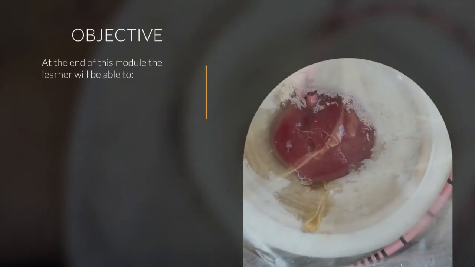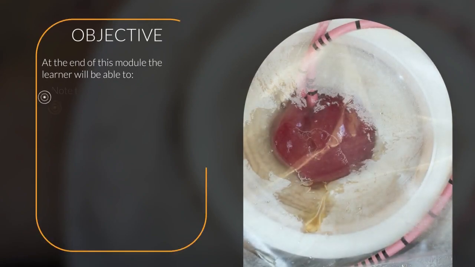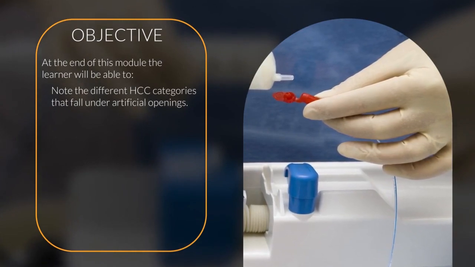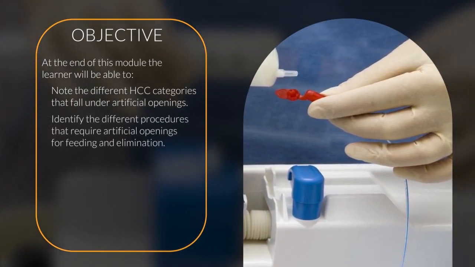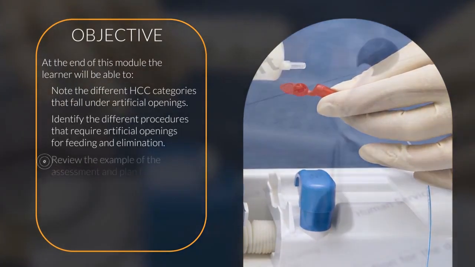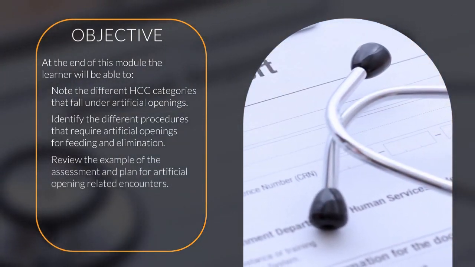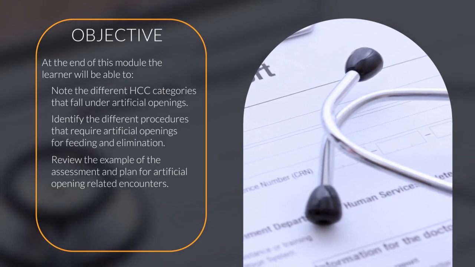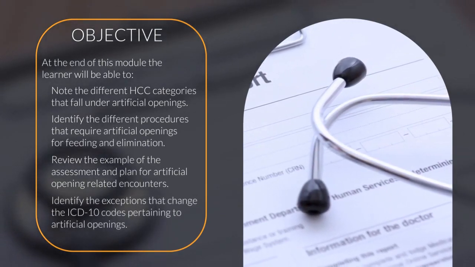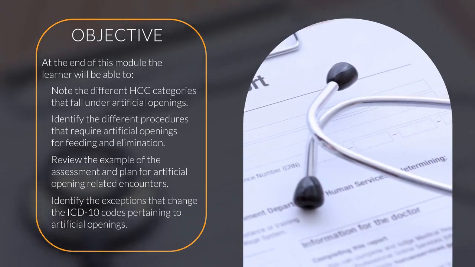At the end of this module, the learner will be able to note the different HCC categories that fall under artificial openings. Identify the different procedures that require artificial openings for feeding and elimination. Review the example of the assessment and plan for artificial opening-related encounters. Identify the exceptions that change the ICD-10 codes pertaining to artificial openings.